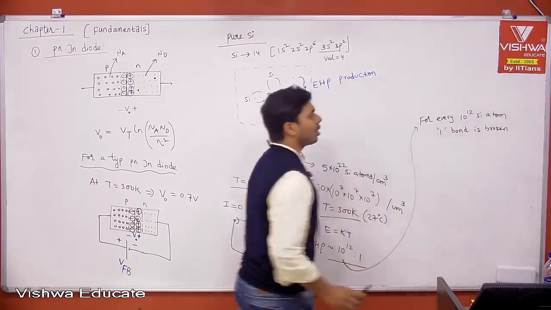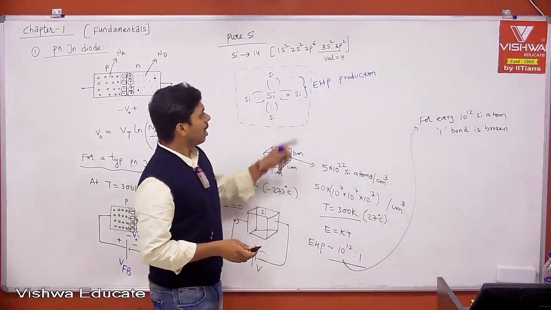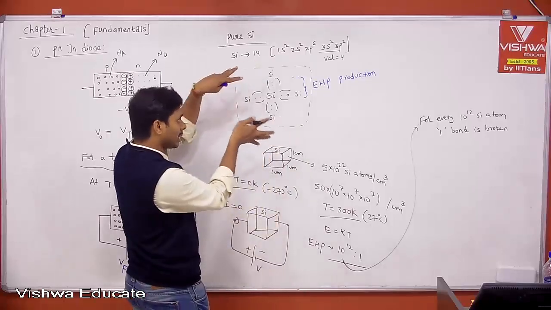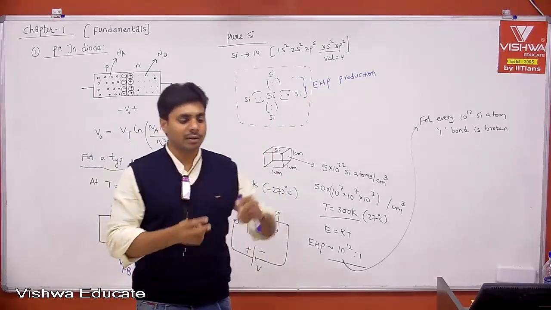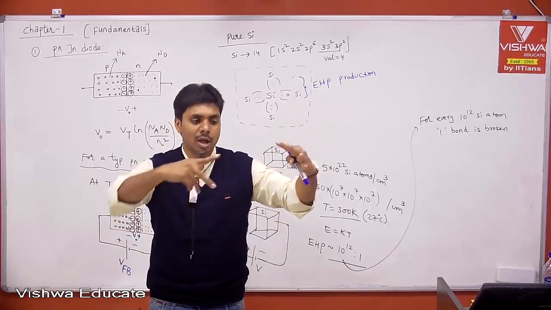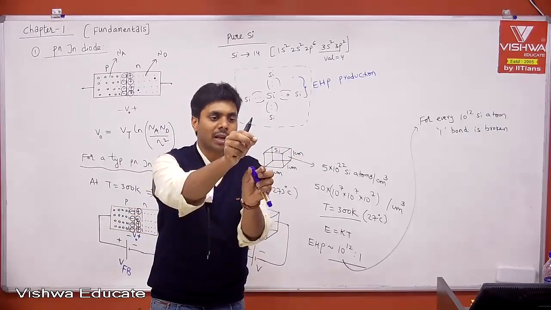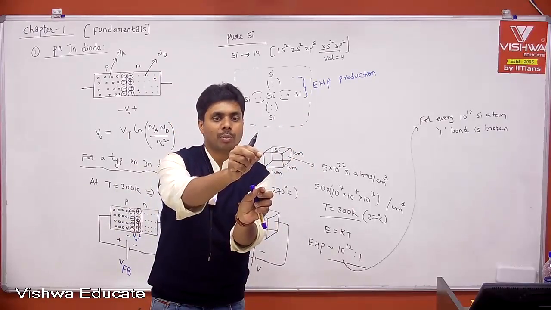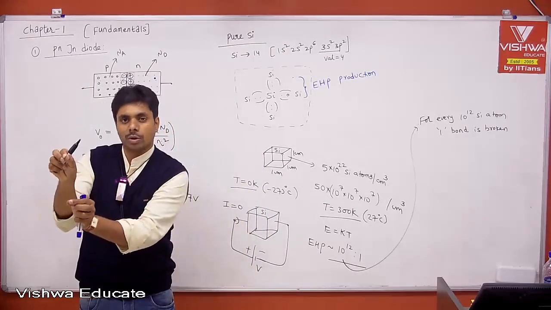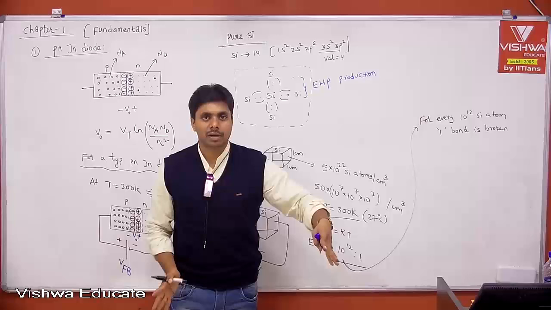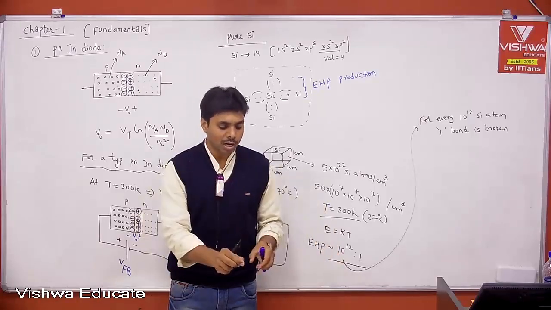If one bond is broken, then for every 10 to the power 12, which is 10 to the power of 3 into 10 to the power of 7, that means for every 1000 crores of silicon atoms, one bond is broken. Then you get one free electron and one hole. Therefore, this is an electron hole pair. Similarly, for every 1000 crores of silicon atoms, one electron and one hole.